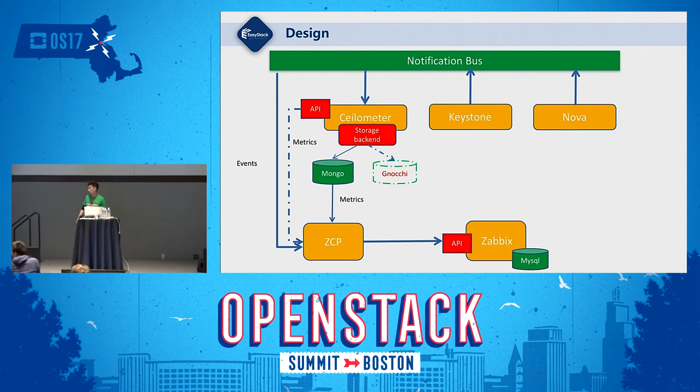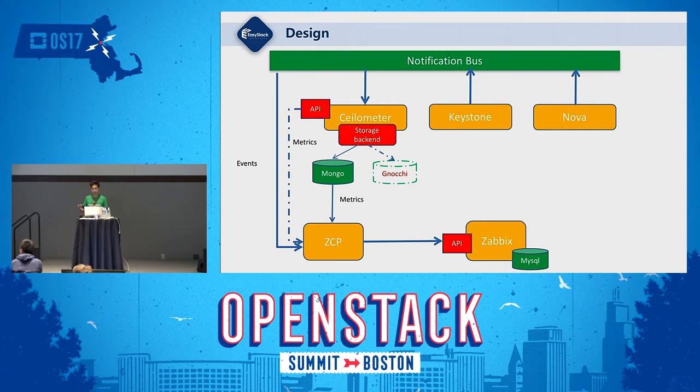Here is the architecture of ZCP. I will show how we designed it and how all the things work together. The notification bus on the top, we use RabbitMQ in our design. OpenStack uses RabbitMQ to send the notifications of Keystone or Nova's events. So these events are what we need to get from the notification bus for ZCP. And in this design, Ceilometer also uses the bus to collect all the metrics and store them in Mongo or Nokia.